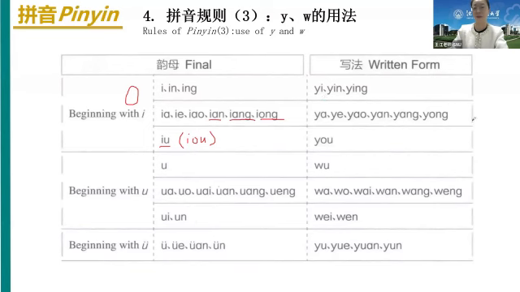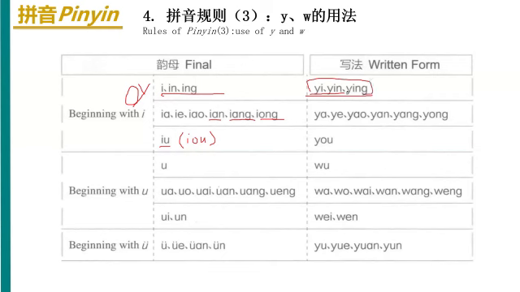Please take a look at these finals. There is only one vowel in these finals, right? So if there is no initial in front of them, we should add the letter y before these finals. That's where the written form comes from. So are you clear?